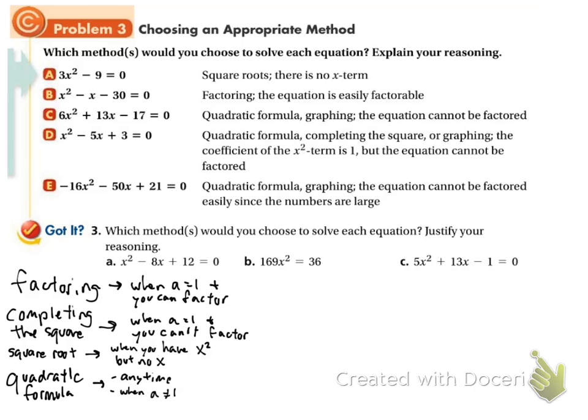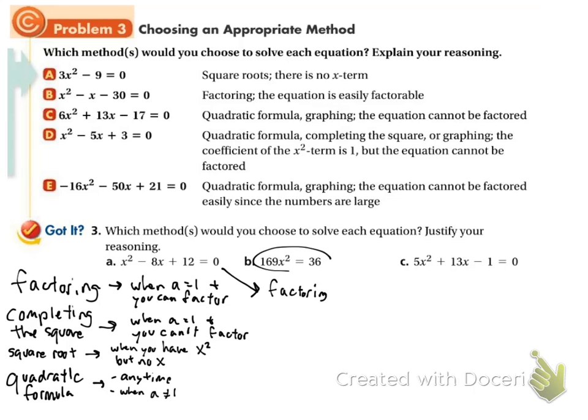So let's start by looking at A. First thing, check to see, can you do the square root? No, because I've got an x squared and I've got an x term, so that won't work. Can I factor this? Are there two numbers that will multiply to be 12 and add to be negative 8? If I did negative 2 times negative 6, that'll give me a positive 12, and that'll add to negative 8. So for A, we should use factoring. You don't even have to solve it. You just have to say which method you should use.